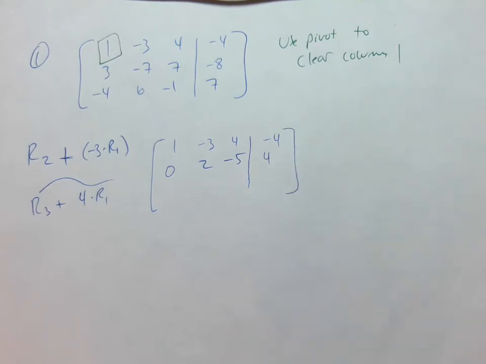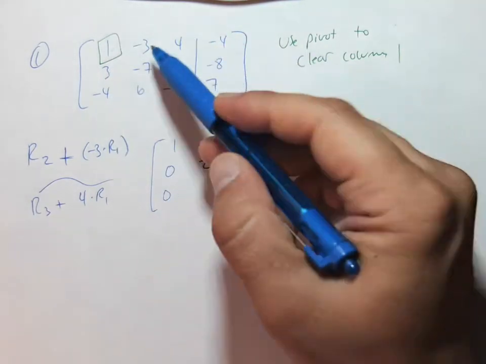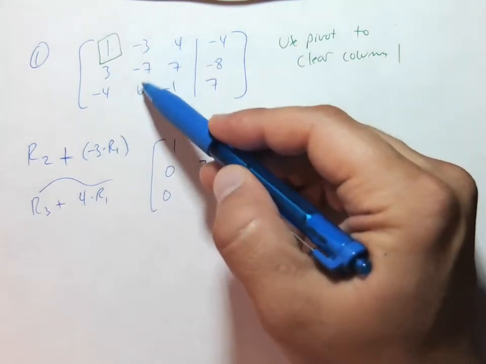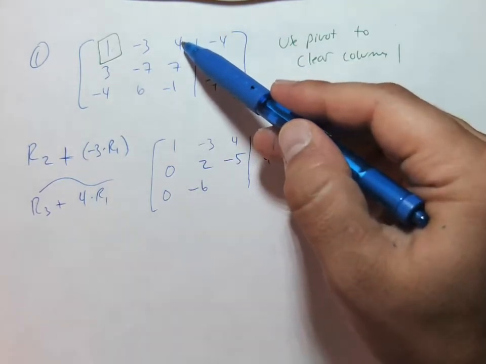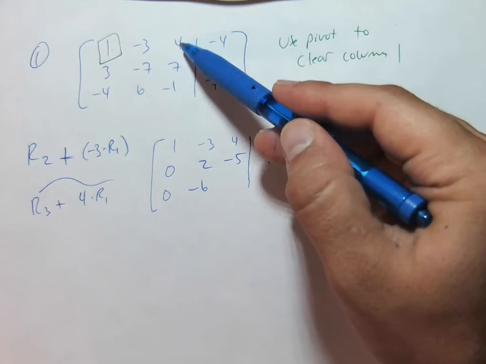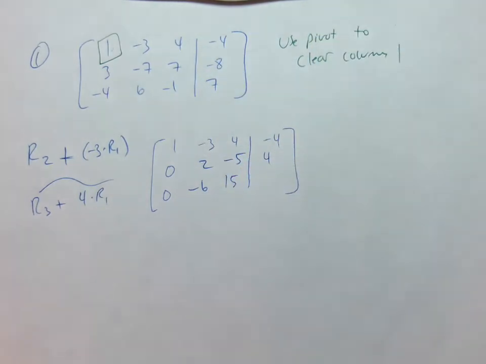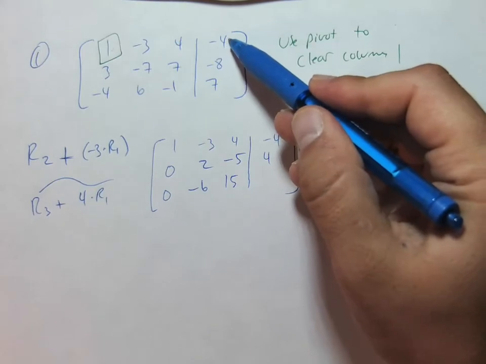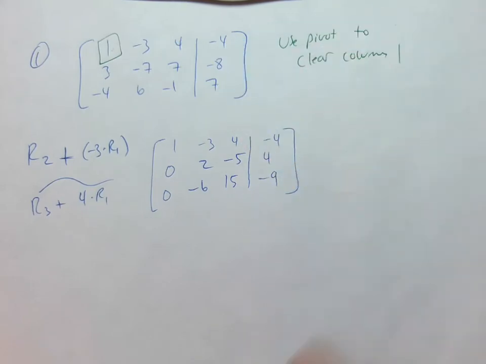Do the same thing with the third one. This becomes a 4. Add it there, you get a 0. Multiply this one times 4, you get -12. -12 plus 6 is -6. Multiply this one by 4, and you get 16. 16 minus 1 is 15. Multiply this one by 4, you get -16. -16 plus 7 is -9. And so now the first row is all squared away.